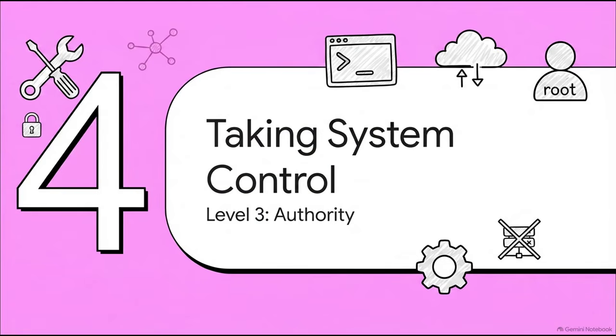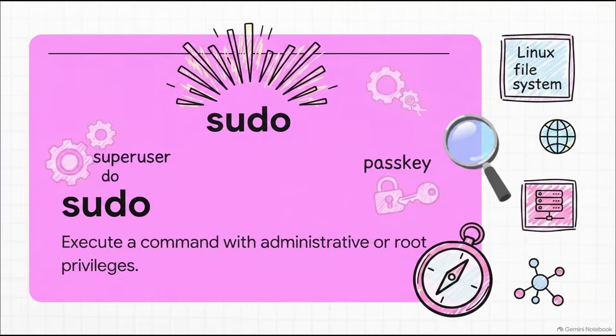Section 4. Taking system control. Level 3. Gaining authority. All right, we are now transitioning from simple file management to actual, real-deal system administration. At this level, you need the ultimate passkey, and that is sudo. This stands for super user do, and it isn't just a command, it's honestly a temporary superpower that executes your instructions with complete administrative or root privileges. When you drop sudo in front of a command, you have absolute control over the machine, which means, of course, it requires a great deal of responsibility.